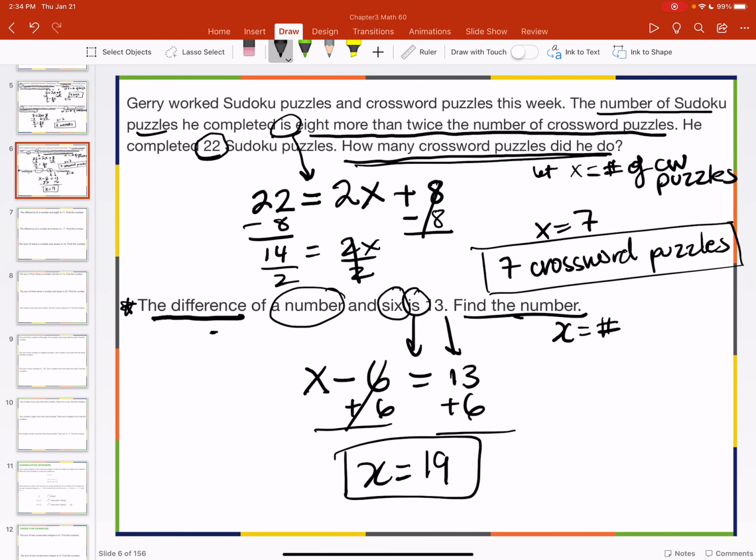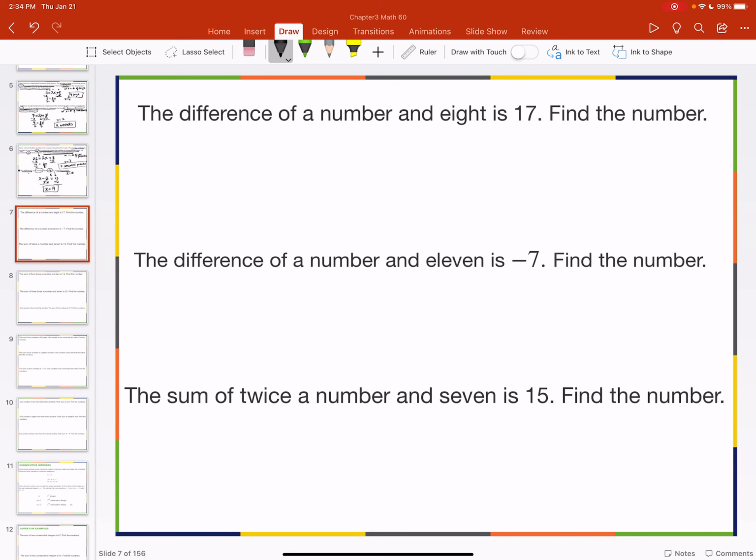So I'm going to do a couple more of those because those are good. So remember, you can pause this and work these problems out also, and then come back to it. So difference between a number. So difference means that it's subtraction. And what are we subtracting? We're subtracting a number. We're taking the difference between a number and 8 is 17. So find the number. So let's just first set them up and then we'll solve it. Okay, so this next one, the difference between a number and 11, so X minus 11 is negative 7.